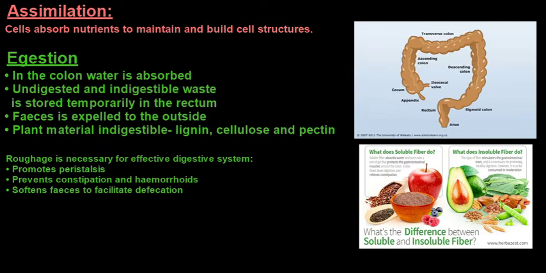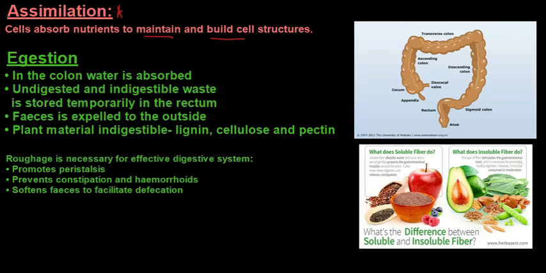So after the transport of nutrients, and these nutrients are now being distributed throughout the body, how are they used? And this is now the process of assimilation. So cells absorb nutrients to maintain and build cell structures. So all of these nutrients, the glucose, the amino acids specifically with muscles, are now used to maintain and build cell structures. That is the process of assimilation, short and sweet.